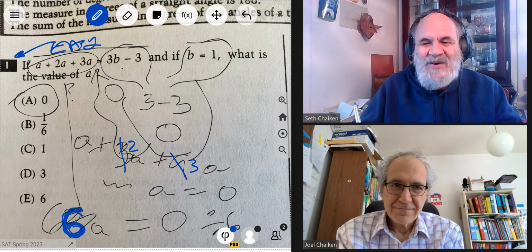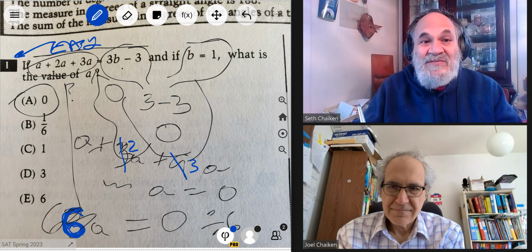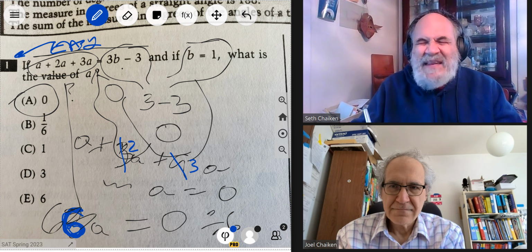That is not a good approach. You just see a bunch of A's. So it's not a trick question where they gave you a bunch of coefficients that add up to 0.